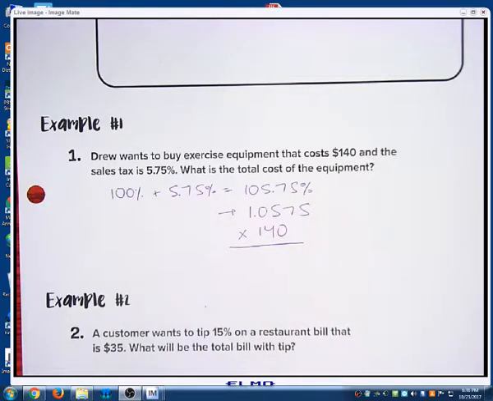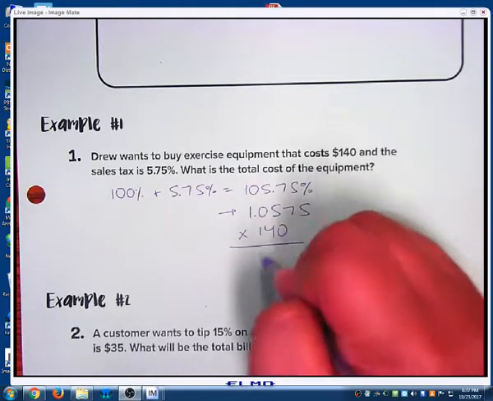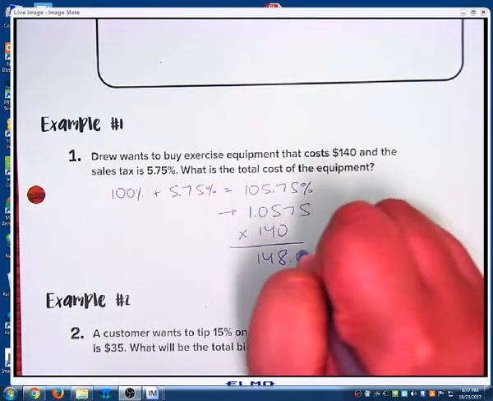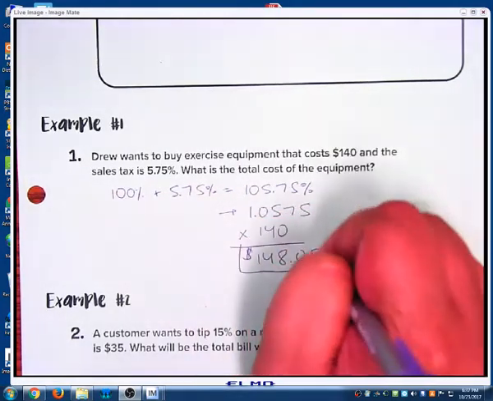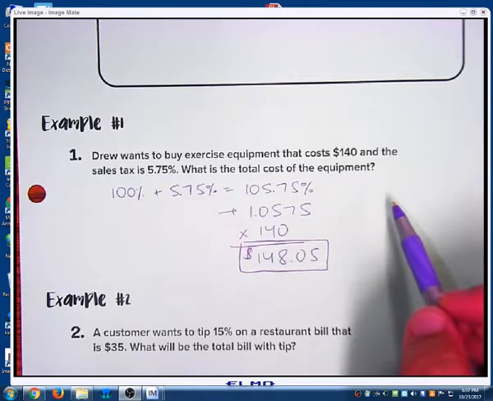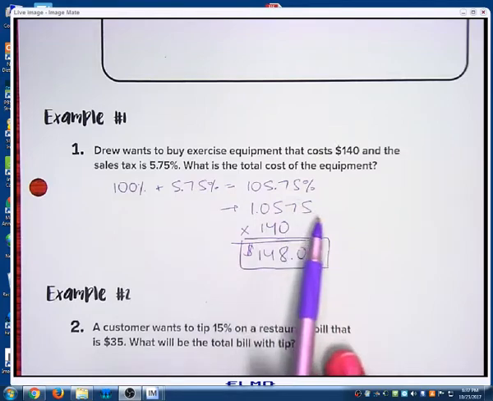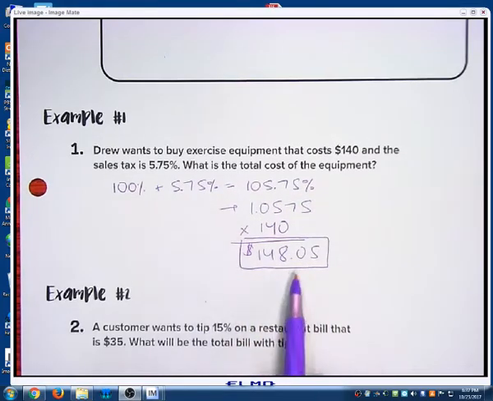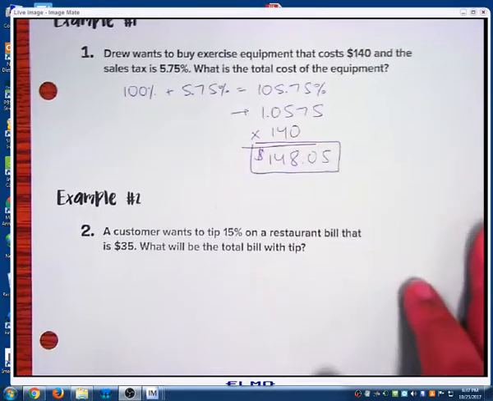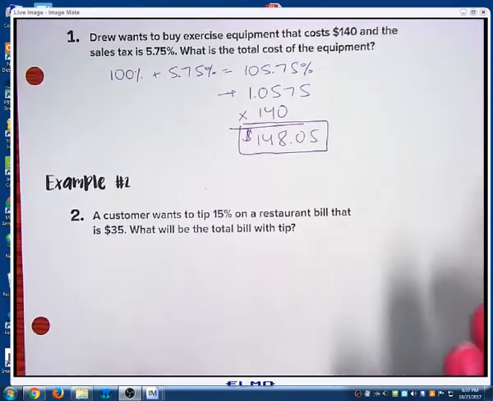And I can either use a calculator or multiply. This is a long number, so I'm just going to use a calculator. And I put in 1.0575, and I multiply by 140. And I get $148.05. So the total cost of the equipment is $148.05 because I paid $140 plus the sales tax, and it's all lumped into this total.